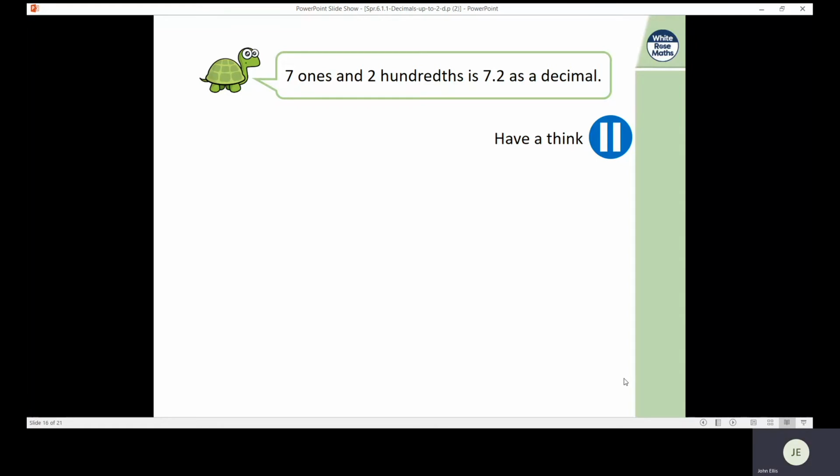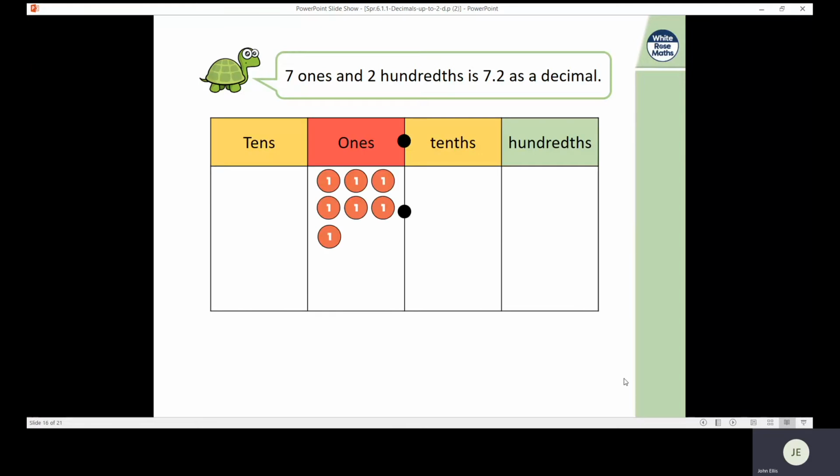So I'm hoping that you would have noticed that John the Turtle, whilst he's a very cool looking guy with very big eyes, he's not as good at maths as he should be, because if I've got 7 ones, I'm going to put all my 7s there, my ones in the ones box. I'm going to put my 2 hundredths in there. There's something missing in the middle. So I'm going to have 7 ones with a decimal point. I have no tenths. 2 hundredths. You actually will have 7.02.